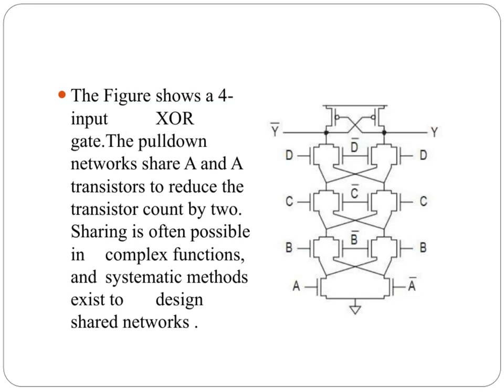Here we have a figure showing a 4-input XOR gate. One important aspect to notice is how the pull-down networks share the transistors for inputs A and its complement, A bar. This sharing reduces the total number of transistors required by 2, which is a significant optimization. Sharing transistors like this is quite common in complex logic functions because it helps minimize the overall transistor count, saving space and power. Additionally, there are systematic design methods that allow us to identify and implement these shared networks efficiently, improving both the performance and cost-effectiveness of the circuit.